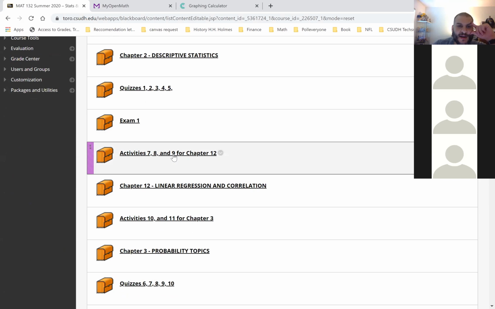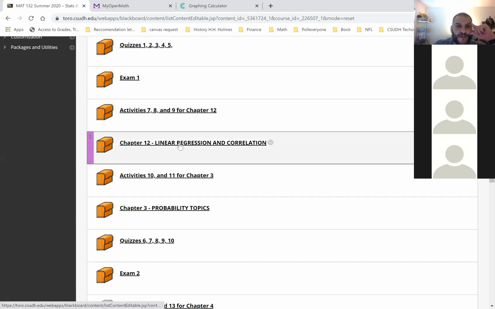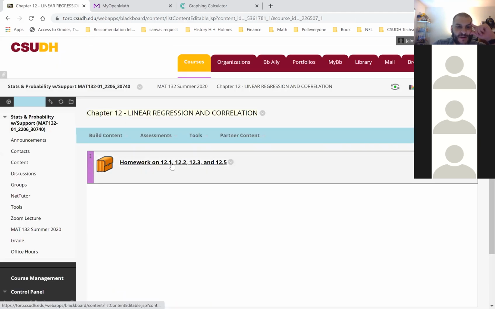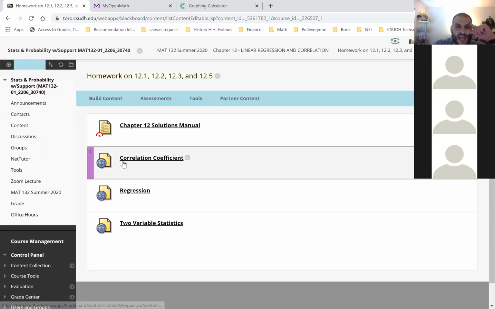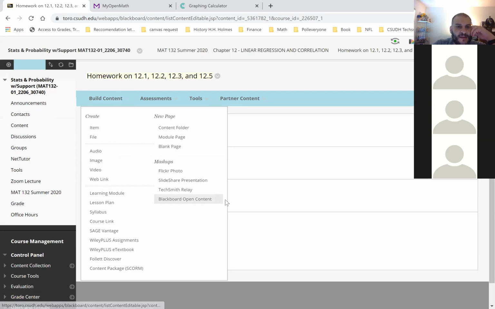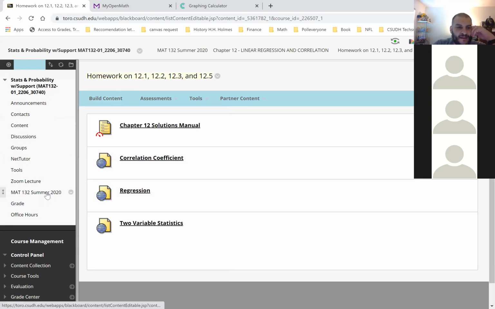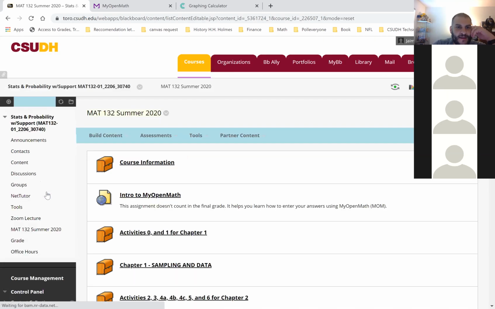Here are your new activities. These are the activities for the second exam. Today is activity number 7. For your homework, click right here, linear regression for chapter 12. If you look at it, today we did the correlation coefficient. So this is your homework for today. Technically you can get started on this today, so if you have time, get started.